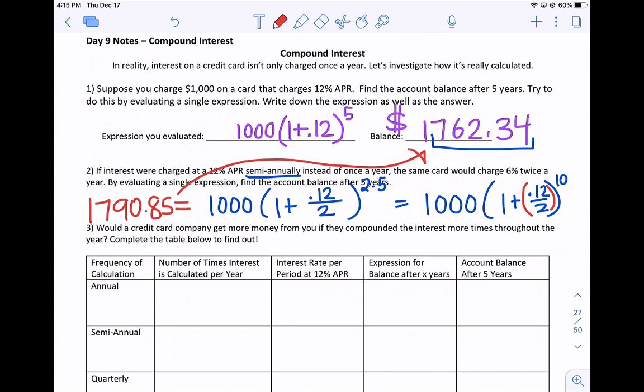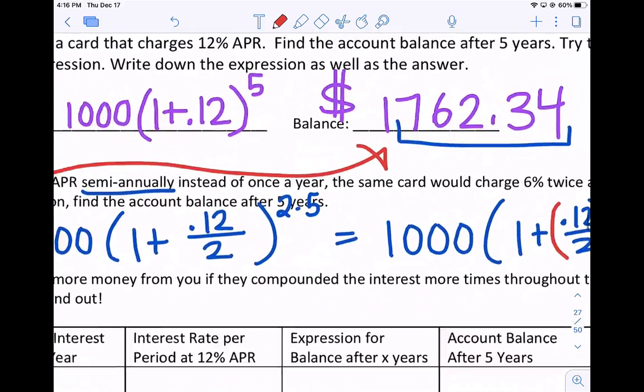So 3, it says, would a credit card company get more money from you if they compounded the interest more times throughout the year? So compound means like they calculate the interest more times per year throughout the year. Complete the table below to find out. So we already did the annual. So the annual is in the purple right here.